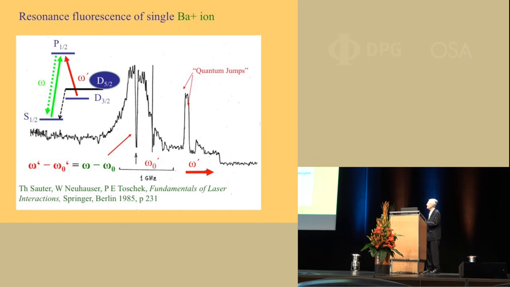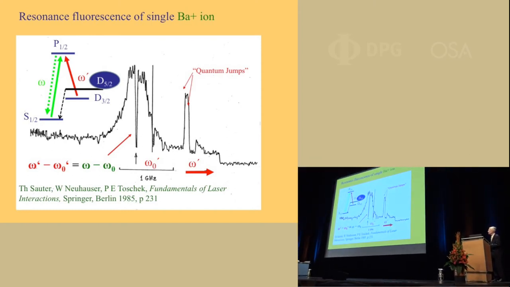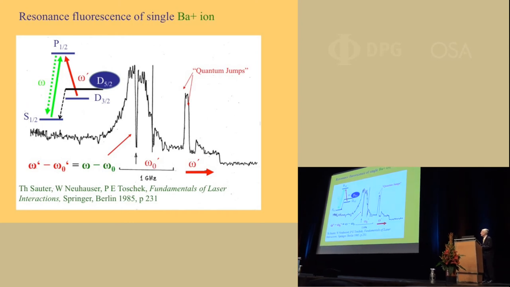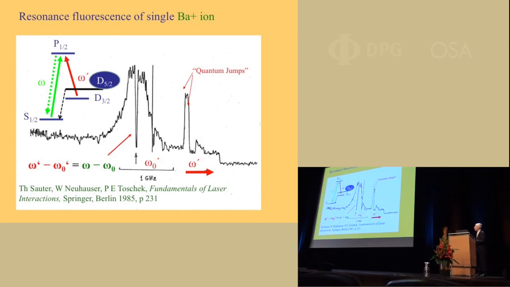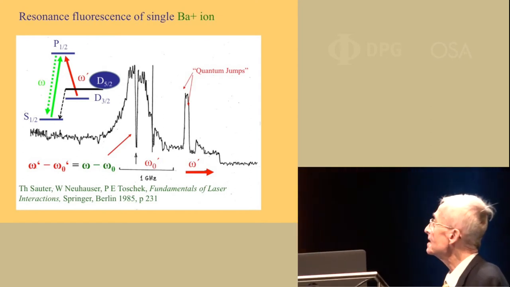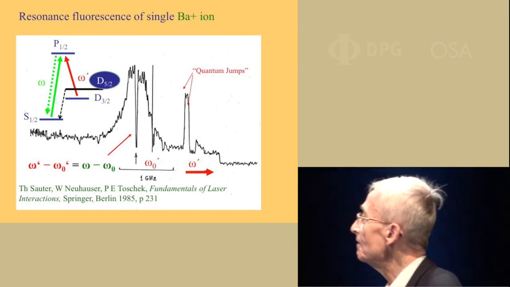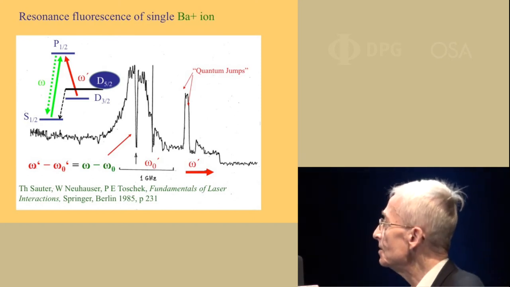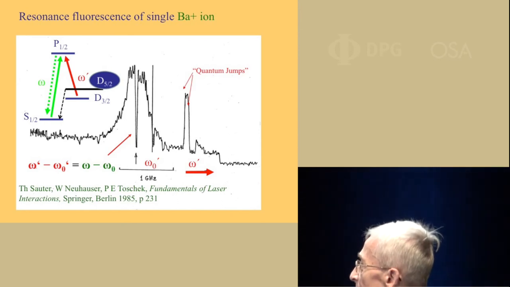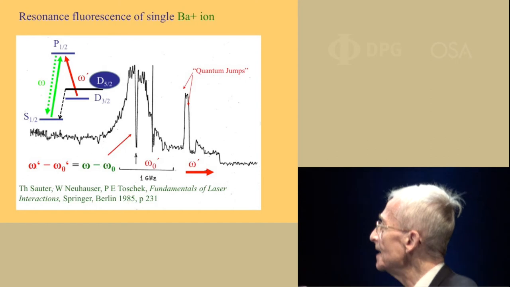In the center is a resonance which can be attributed to what has later been called electromagnetically induced transparency. But here the signal goes on and off in a very short time, because the scanning went in this direction, and you can see here quantum jumps.